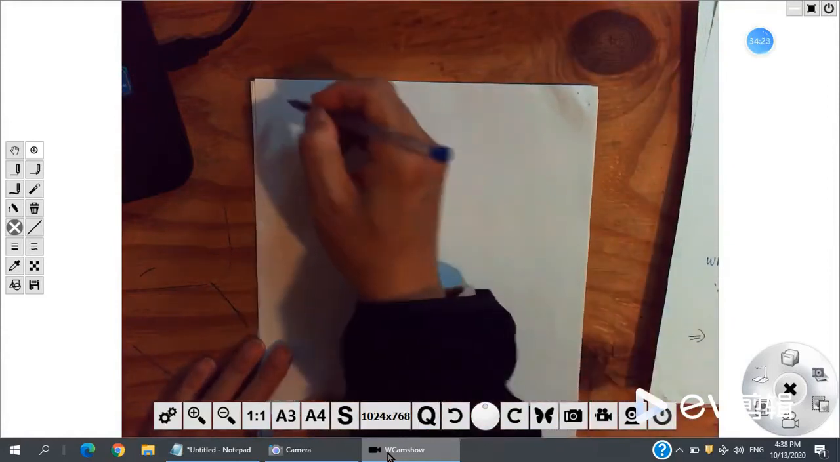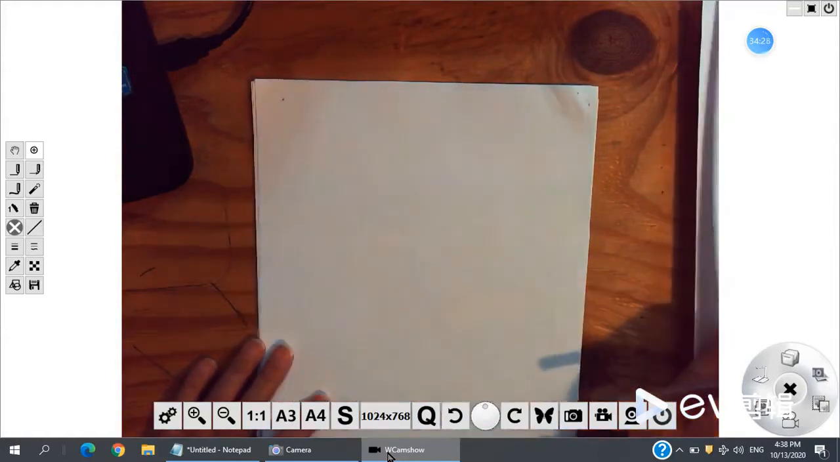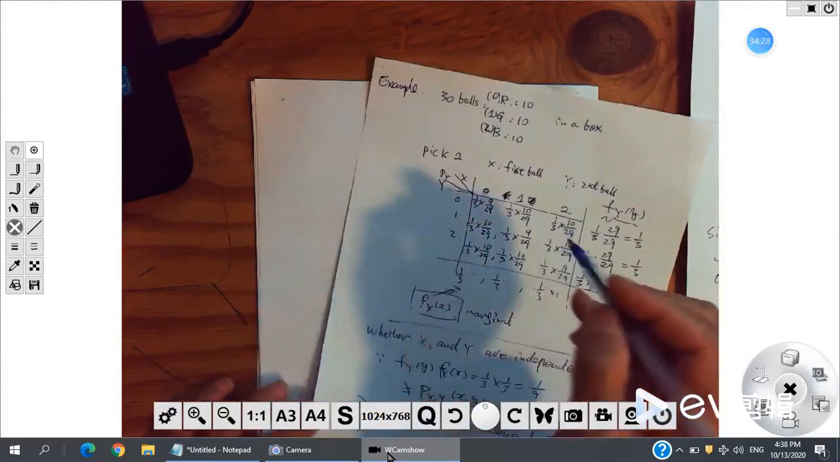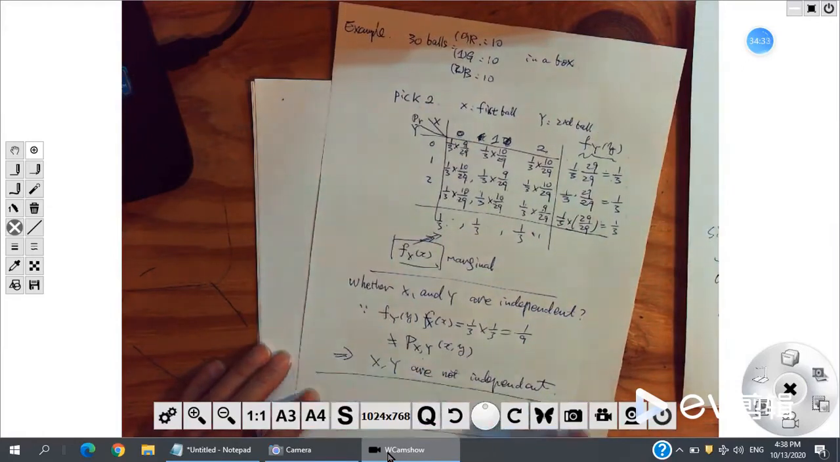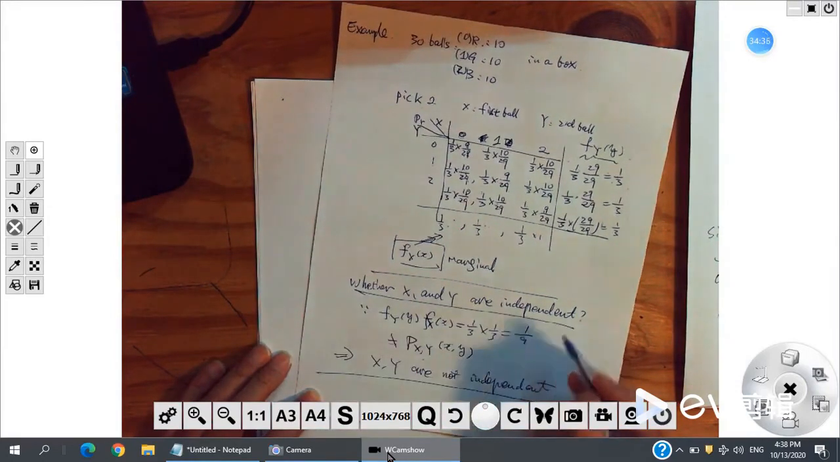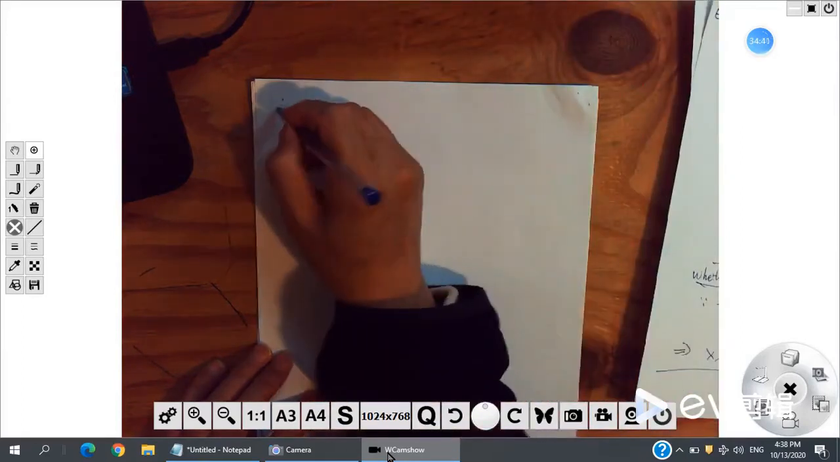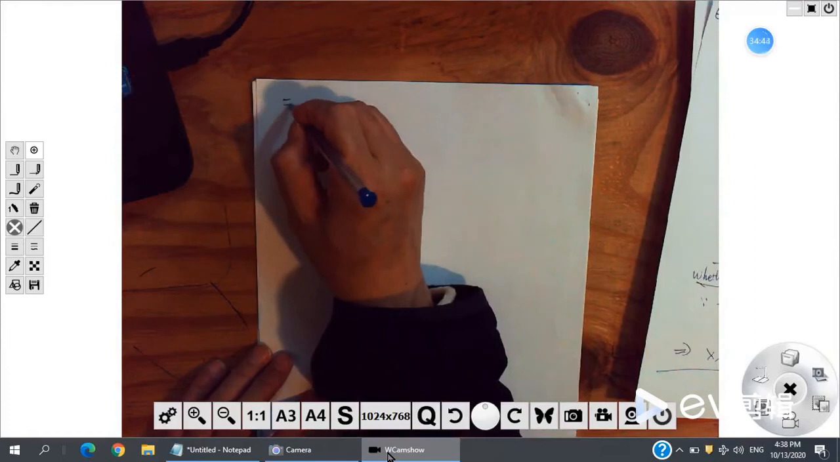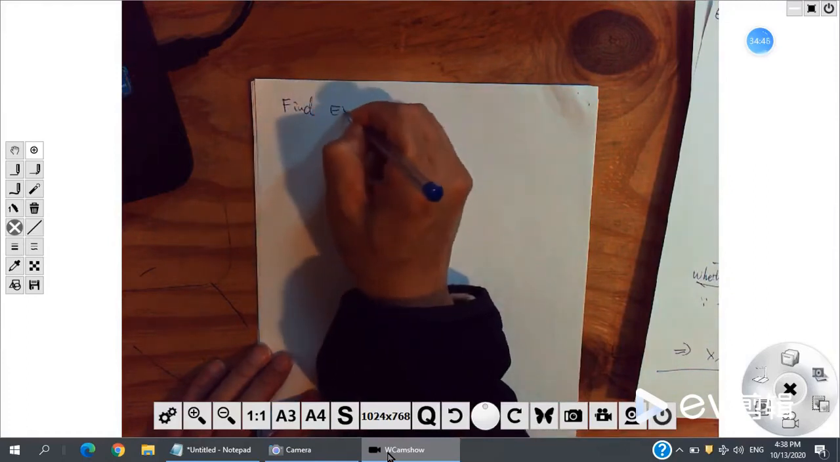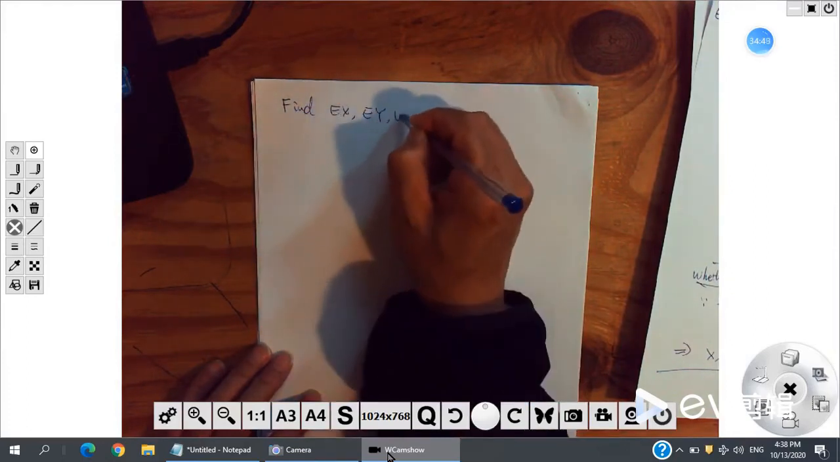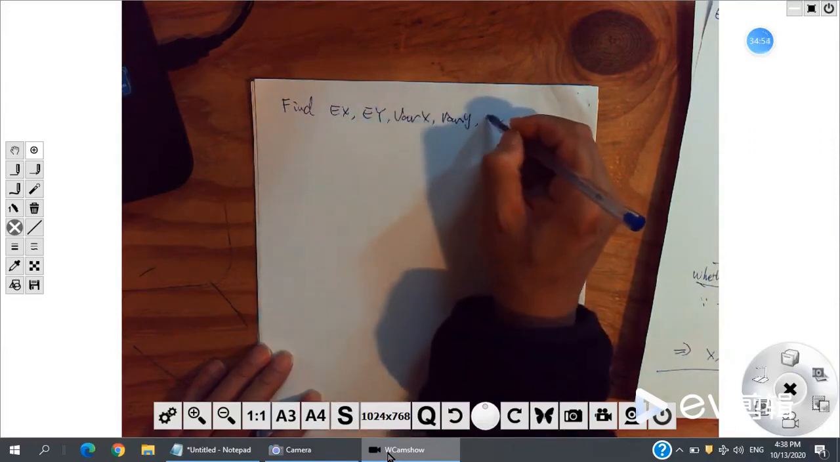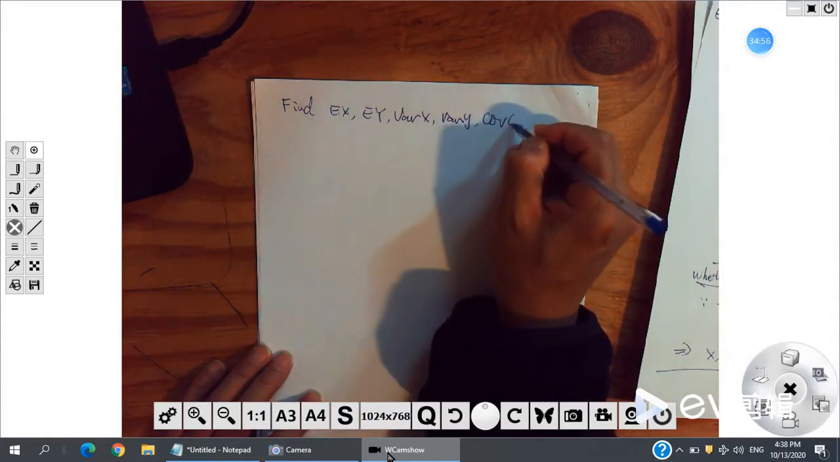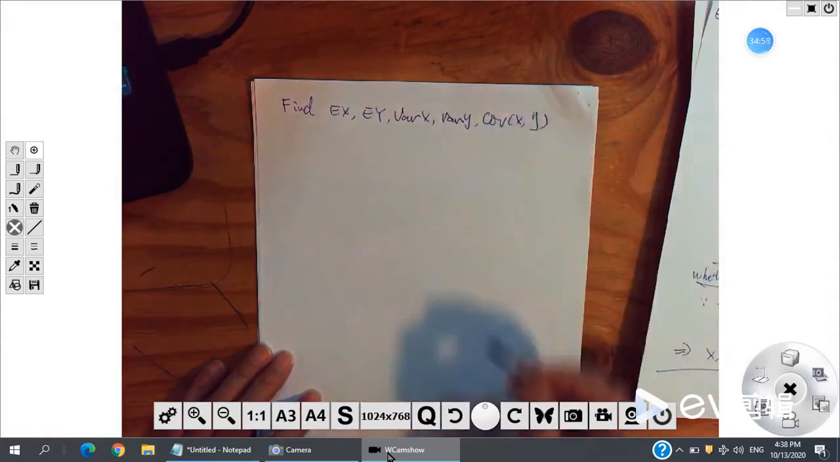Okay, whether they are independent, this is just one question. Find the joint distribution, we already have. And then we can consider finding EX, EY, variance of X, variance of Y, and covariance of X and Y. Yeah, try to find these.